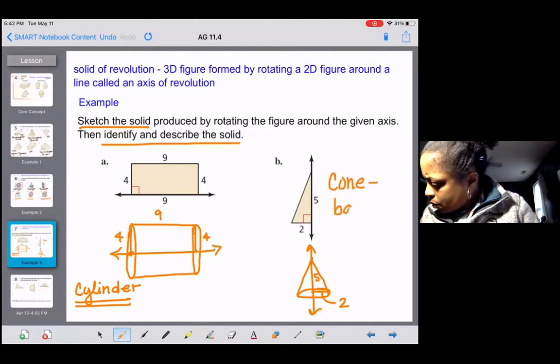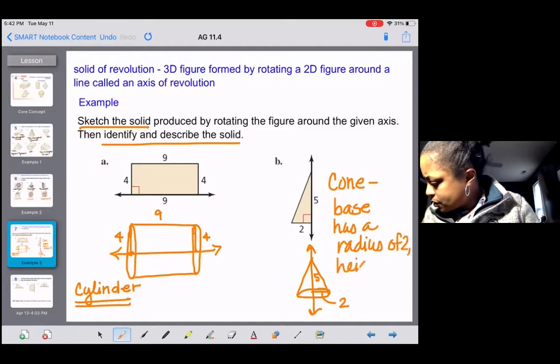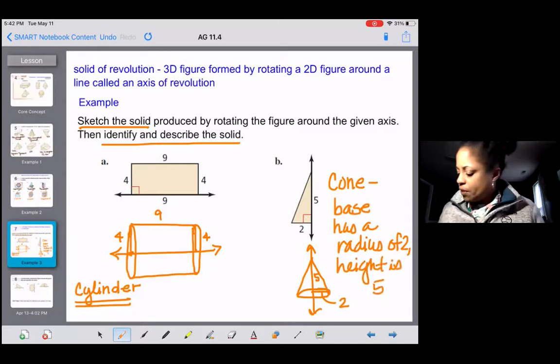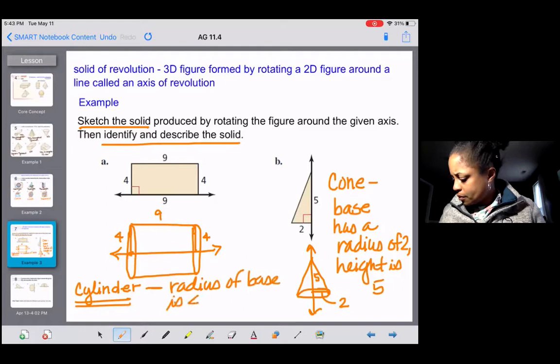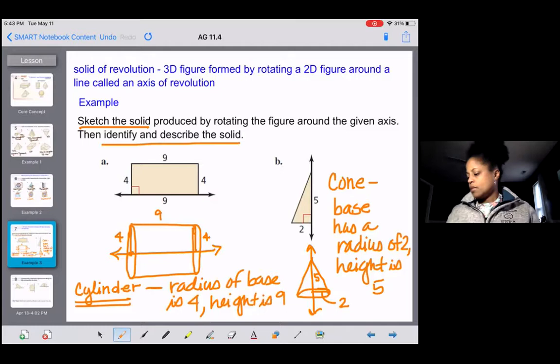Cone where the base has a radius of 2 and the height is 5. You could do the same thing for the cylinder. Radius of the base is 4. Height is 9. There we go. All right, so that's basically how that's going to go.